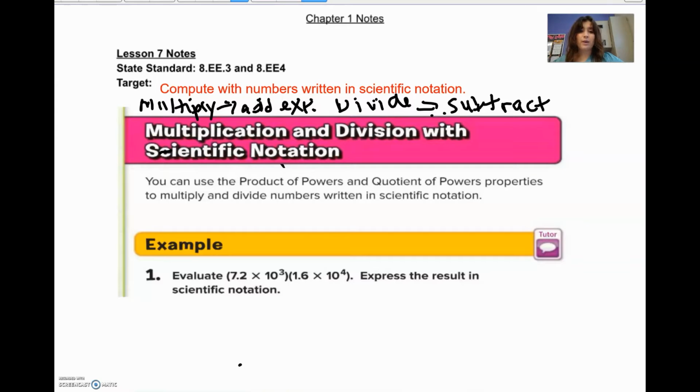Alright, so we are on to Chapter 1, Lesson 7. We're learning how to compute the numbers written in scientific notation. So we're going to learn how to multiply, divide, add, and subtract. So first we're starting with multiplying and dividing.